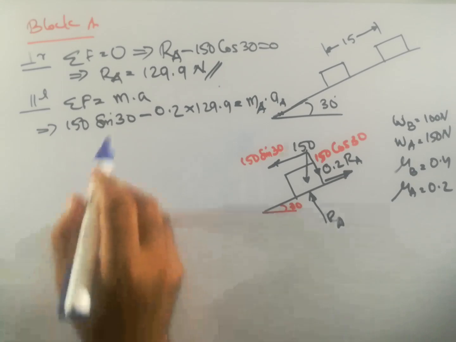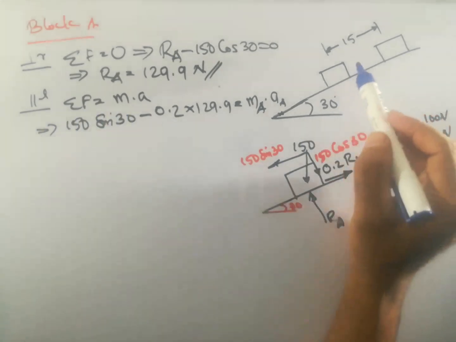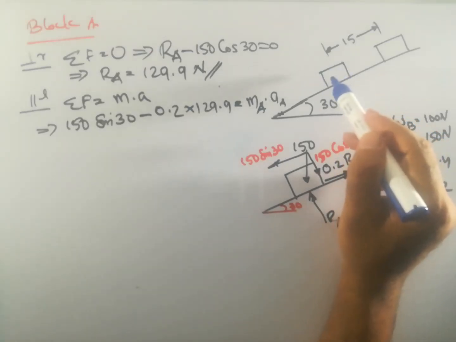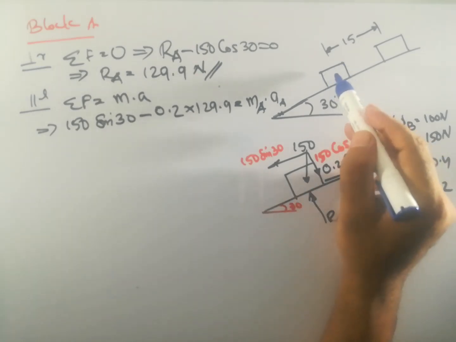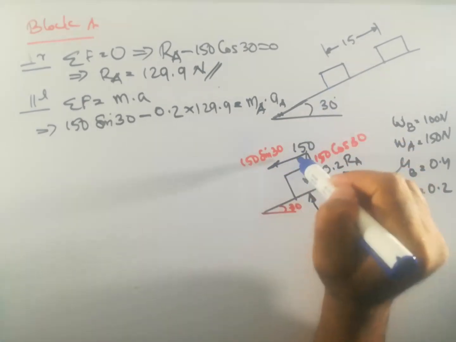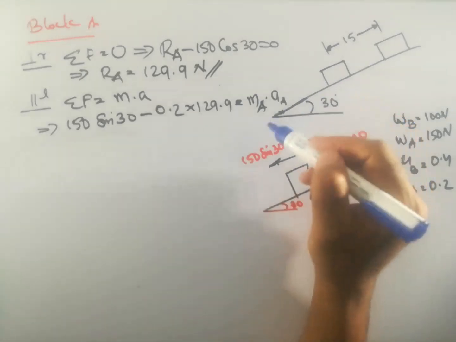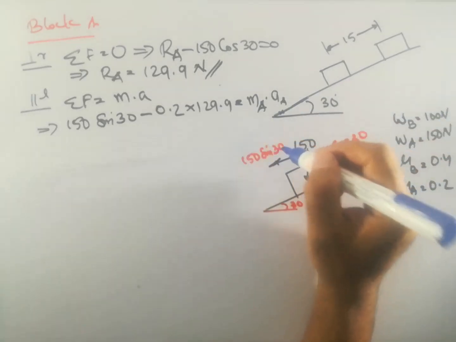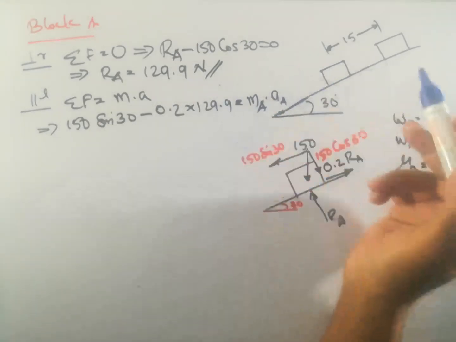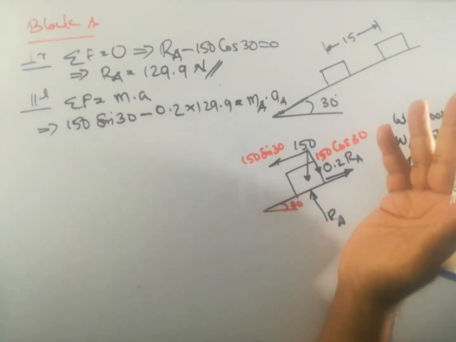Why have I taken 150 sine 30 as positive? It is because it will be easier if we consider the motion, or the forces which are in the direction of motion, as positive. Here 150 sine 30 is down the plane, parallel to the plane, which is in the direction of the motion, so that is taken as positive and all others are taken as negative. Or if you want, you can take it the other way also, it's okay, no problem.